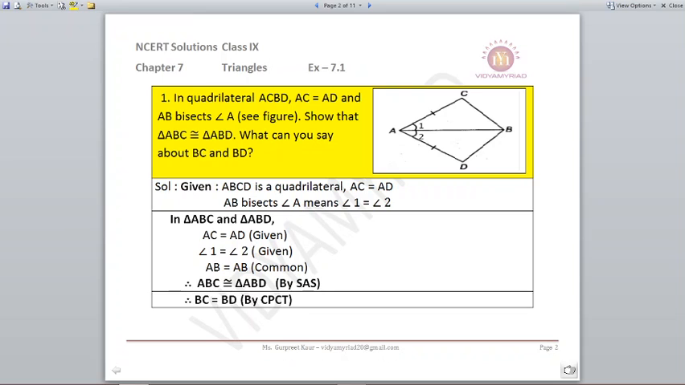Question number 1. In the quadrilateral ACBD, AC is equal to AD and AB bisects angle A. Show that the triangles are congruent, and what can you say about BC and BD?